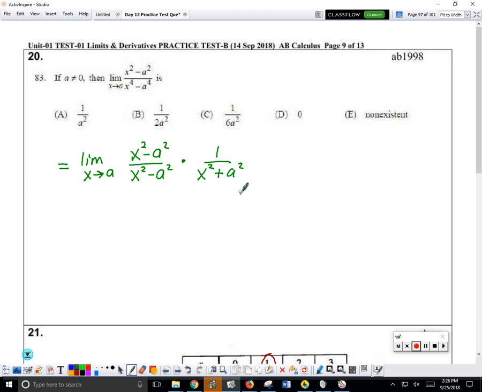If you plug in close to A, what happens to the numerator? What value do we get in the numerator if X is close to A? Close to 0. Anyone comfortable with that? Okay, what happens if you plug in close to A on the bottom? What do you get? Close to 0. Okay, here's the secret.